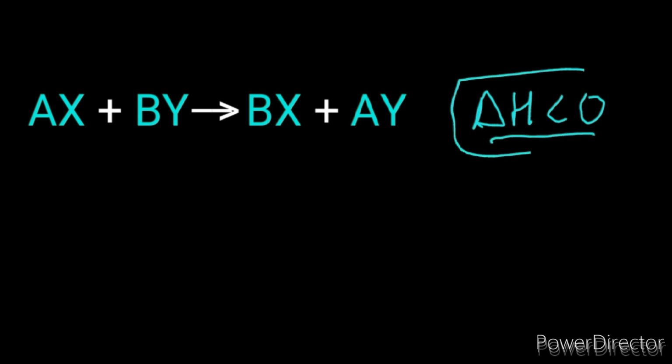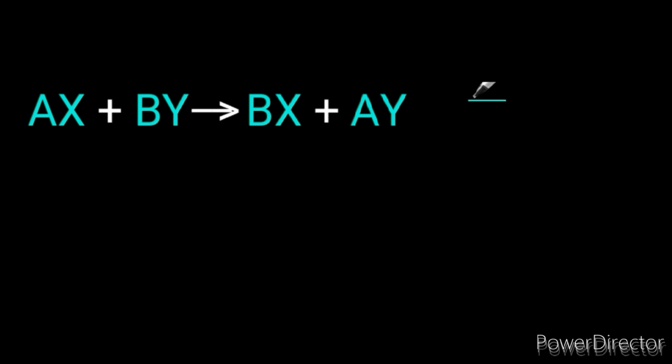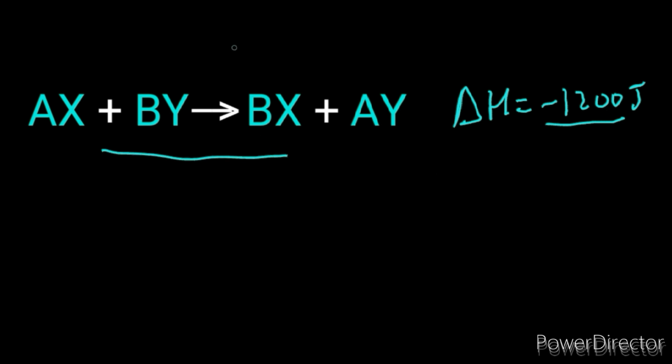So it's as simple as that. All you have to do is to look at this. Sometimes they actually tell you that delta H is equal to minus 1.2 joules. So by saying that it's negative, we already know that it's exo. If it is positive, the reaction is endo. Alright, let's talk about rate of reaction.